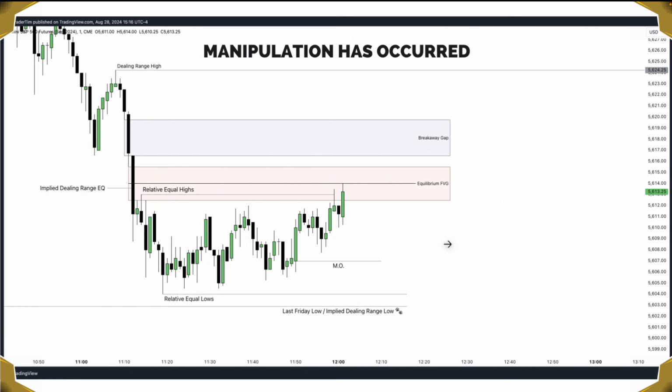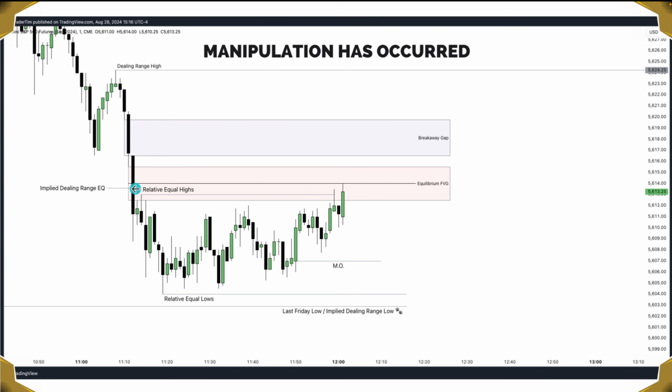So let's continue forward, okay? And we see that this manipulation indeed has occurred. Okay, so we're still waiting for the setup. We're saying manipulation has occurred. The relative equal highs have been ran. We delivered to CE of this equilibrium fair value gap.